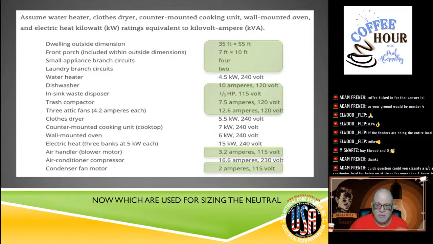So we're counting those. Clothes dryer, we're going to do those at 70%. We already have that written down, but we'll cover that. The cooking, the same thing. We take that at 70%. That's what it told us to do in 220.61(B), right? The electric heat, nah, that's 240. Ignore it. We've got the air handler, which is 115. The air conditioning compressor, that was 230. No neutral contribution there, so we don't consider it. And of course, we have the condensing fan motor. That is 115. We do have to take that into consideration, okay?